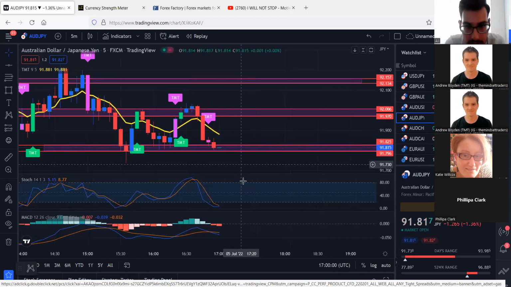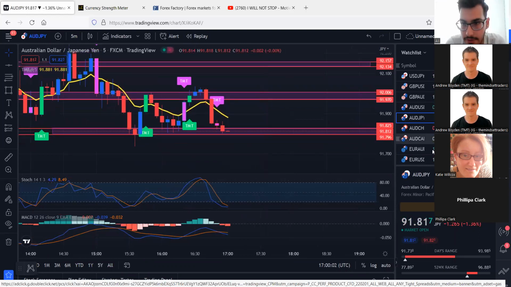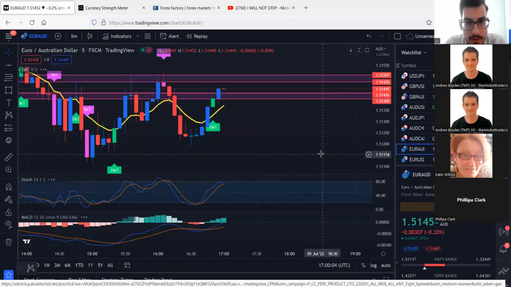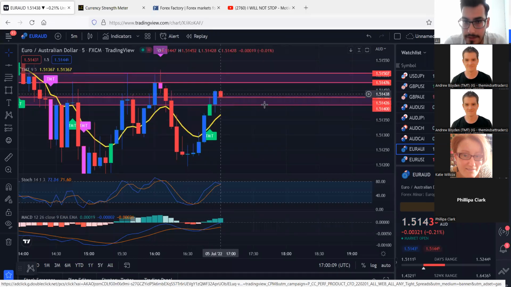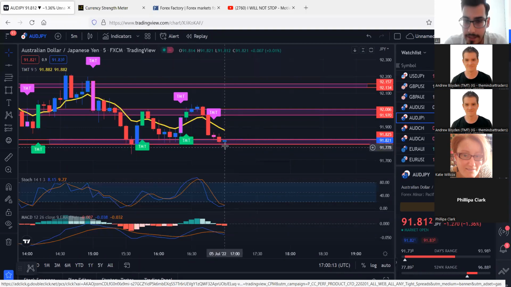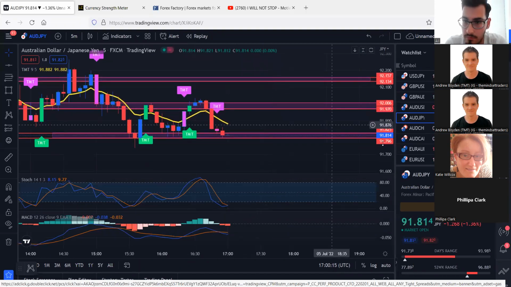Okay, now we have entered that trade. Let's see what the market is going to do. Look at this, it's starting good. Euro AUD is starting good. AUD JPY is starting well.